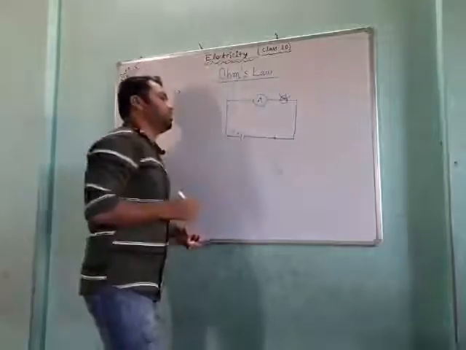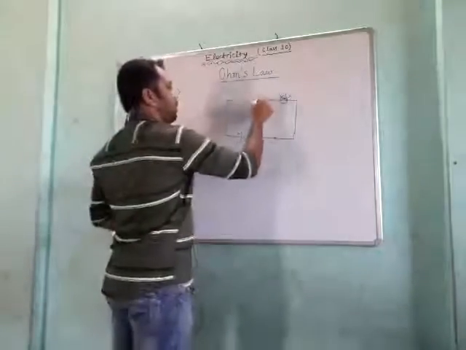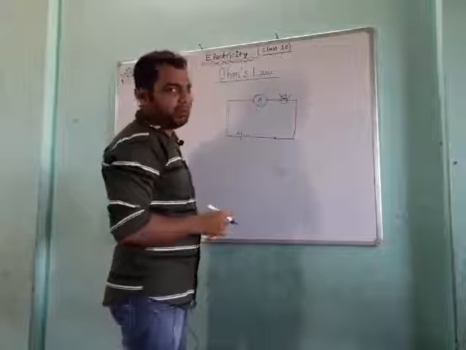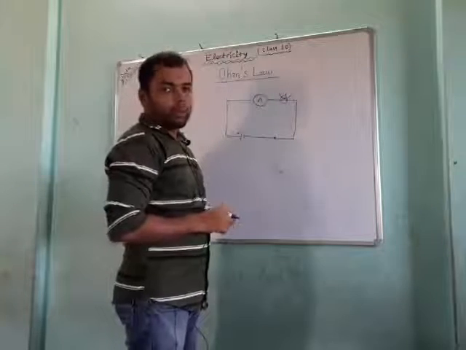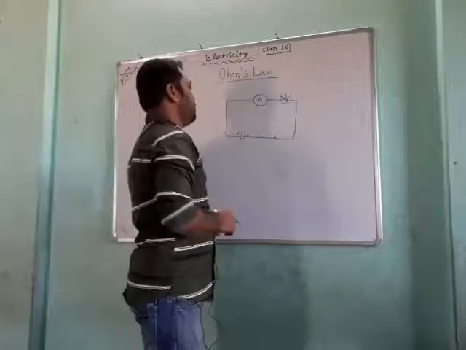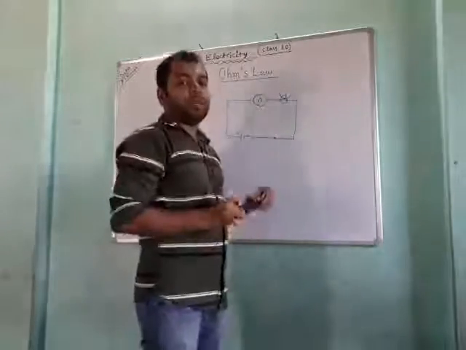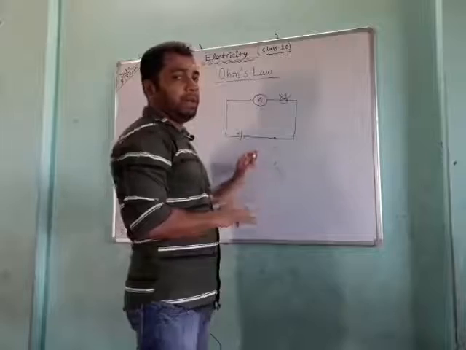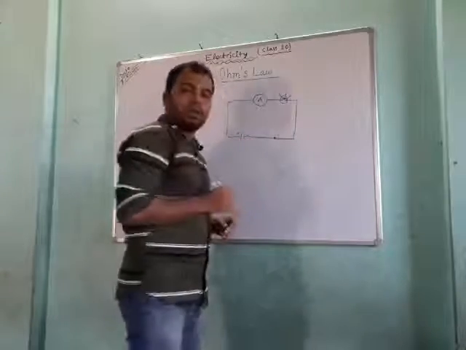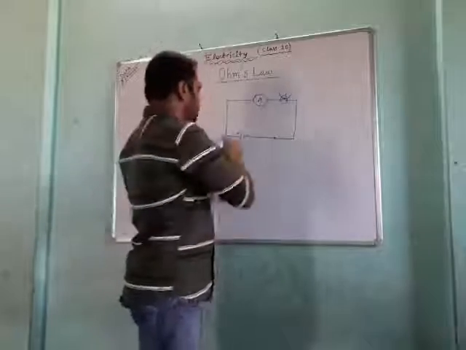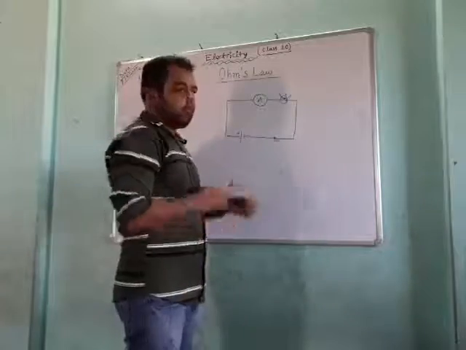We will connect the switch. This is an ammeter. Ammeter is used to measure the value of current. So this ammeter will measure the value of current which I am applying in this circuit. And this is a battery. We will change this battery time to time.